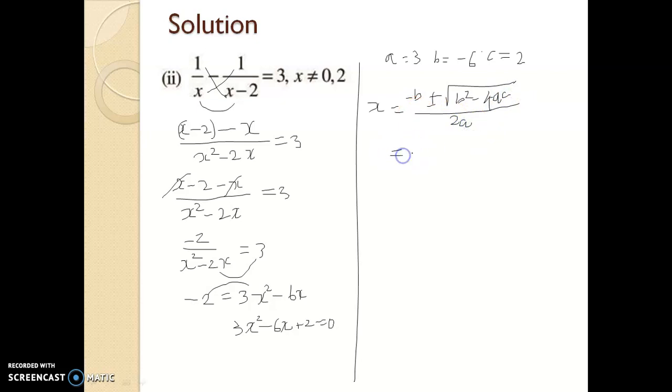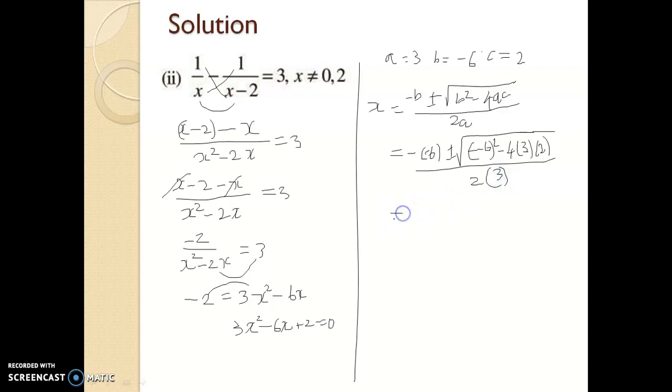Now substitute here. So minus of minus 6, that is b value, and plus or minus square root of, within the square root, b square is nothing but minus 6 whole square, minus 4. So a value is 3, and c value is 2. And 4ac divided by 2a, that is 2 into 3.